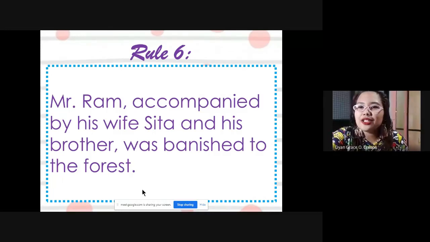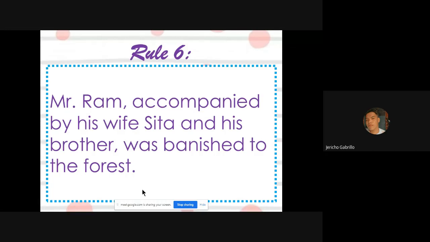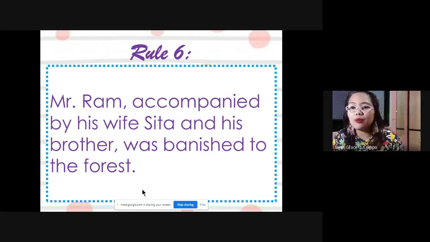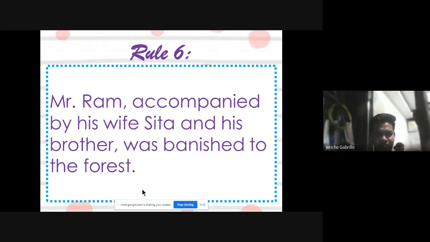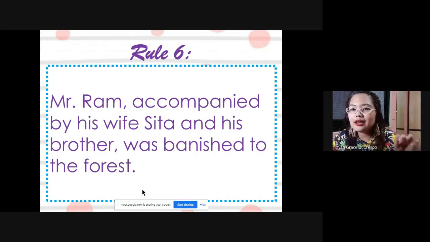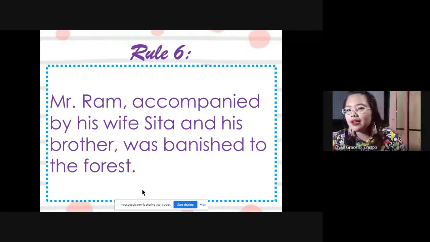For example, let's check for different names. Jericho, can you turn on your mic? Do you have enough load to turn on your mic? Hello, po. Jericho, palitan natin tong sentence. Let us say, Jericho, accompanied by his parents, received the award. Sino ang tumanggap ng award? Parents? Jericho, accompanied by his parents, received the award. Kunwari naging dean's minister, sino magre-receive? Si Jericho. So it means that for rule number six, tatanggalin. Thank you, Jericho. Very good. You have a correct answer.